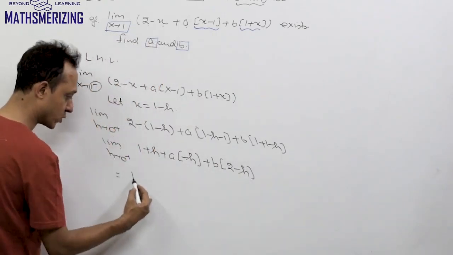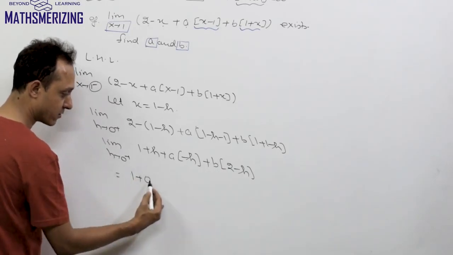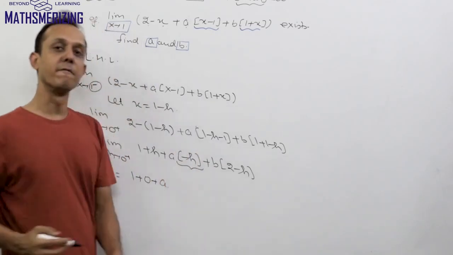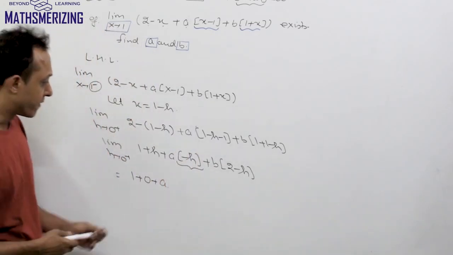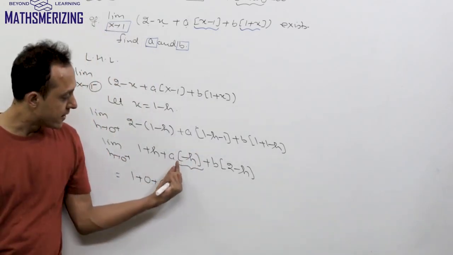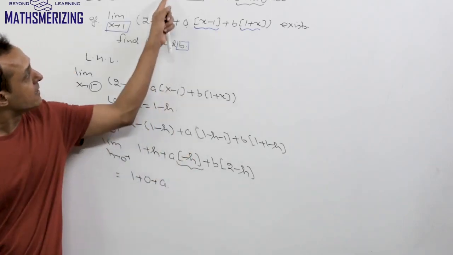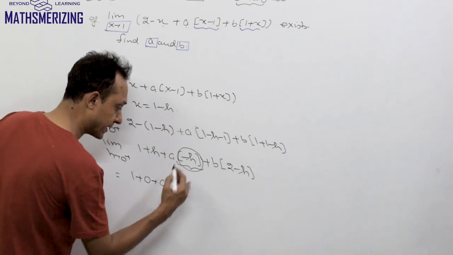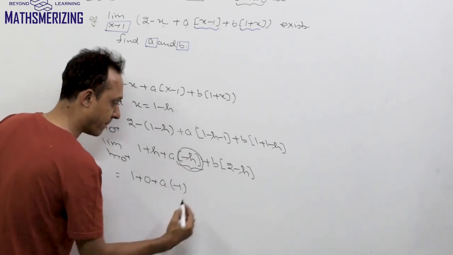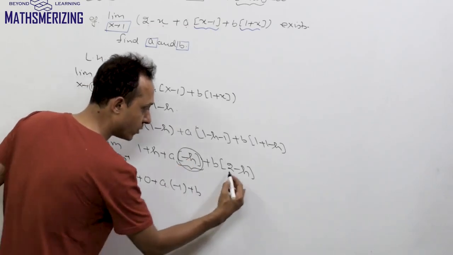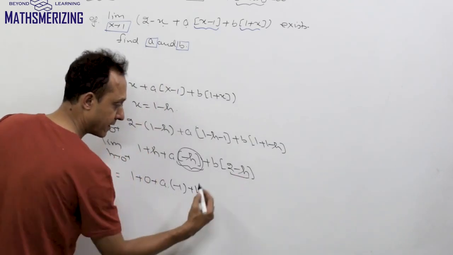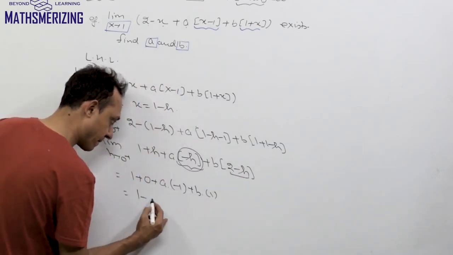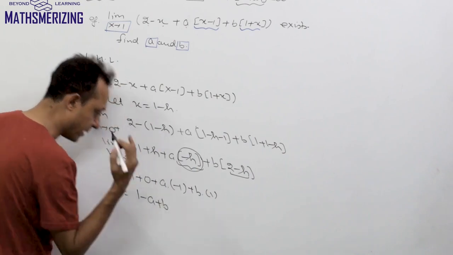So now this is 1 plus, now h is nearly 0, so this is 0, a into, now what about the greatest integer function of minus h? Now the greatest integer function of minus h is actually 0 minus h. So when it is a minus h, it is a minus 1. So the value of the greatest integer function of minus h will be simply minus 1, and b into 2 minus h. So 2 minus something will be 1. So the left hand limit will simply be 1 minus a plus b.